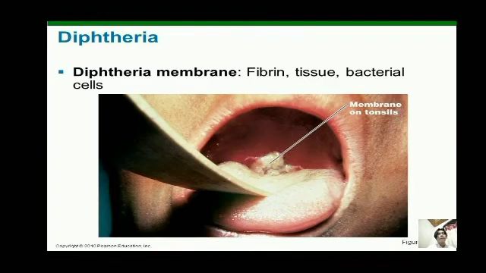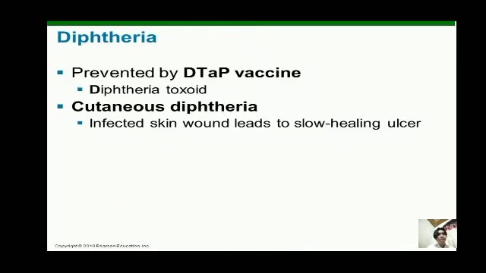And the next is the diphtheria membrane, made of fibrin, tissue, and bacterial cells. So this is an example of a person having a membrane on the tonsils. Diphtheria can be prevented by the DTaP vaccine or the diphtheria toxoid. And continued diphtheria infection of a skin wound leads to slow-healing ulcers.